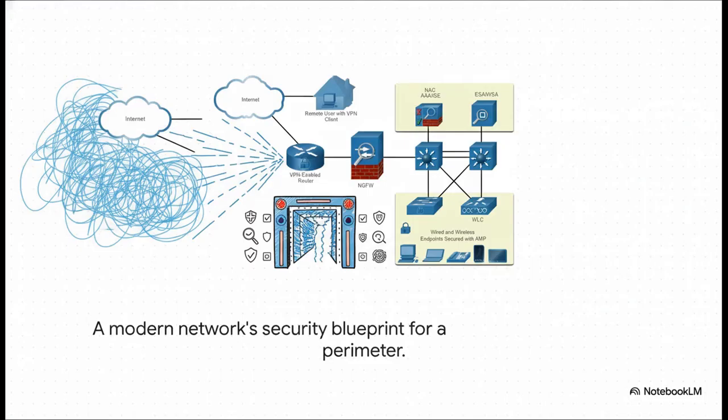And this blueprint right here shows our perimeter in action. So just follow the flow of traffic. Coming in from the wild, chaotic internet on the left. Remote users, they connect first through a VPN-enabled router, which creates this safe, encrypted tunnel for them.